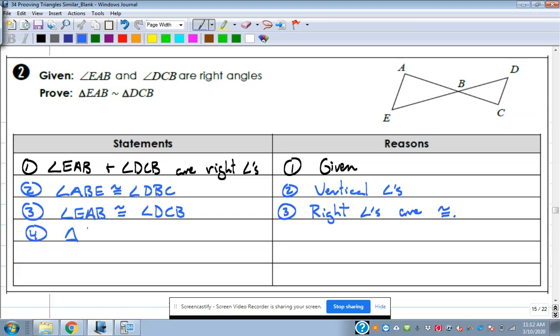Similarity statement, right? Triangle EAB similar to triangle DCB. Angle similarity again, because we've got two pairs of congruent angles in our triangles.